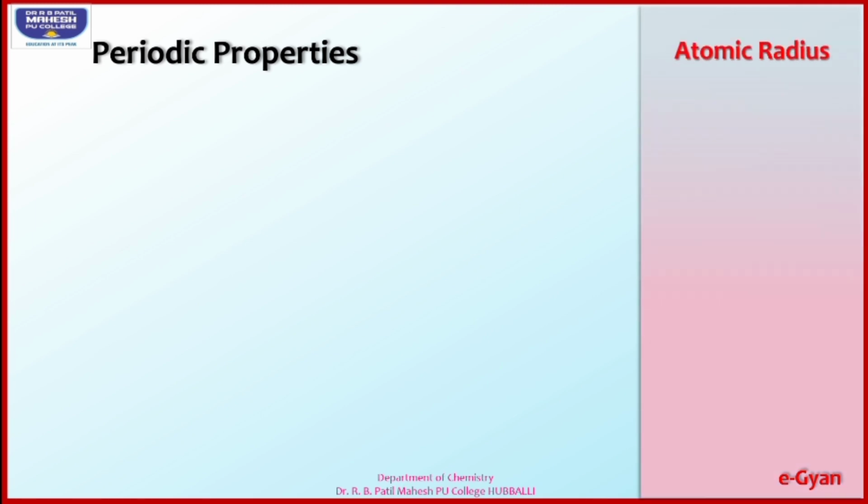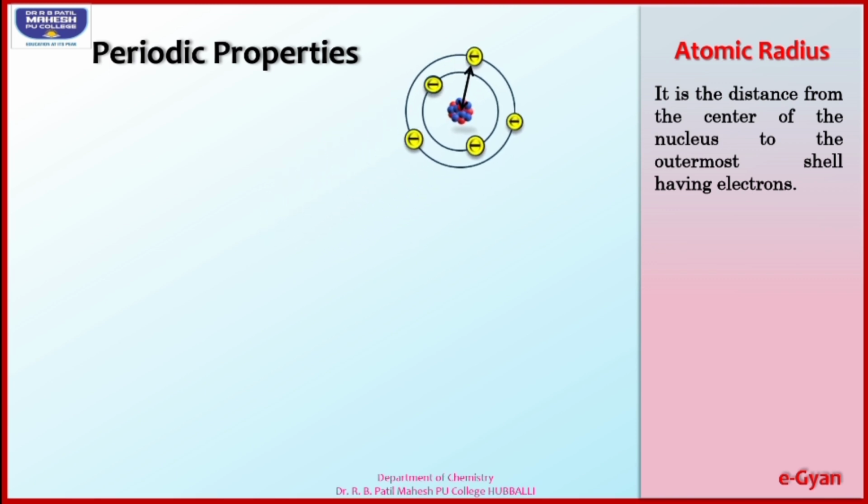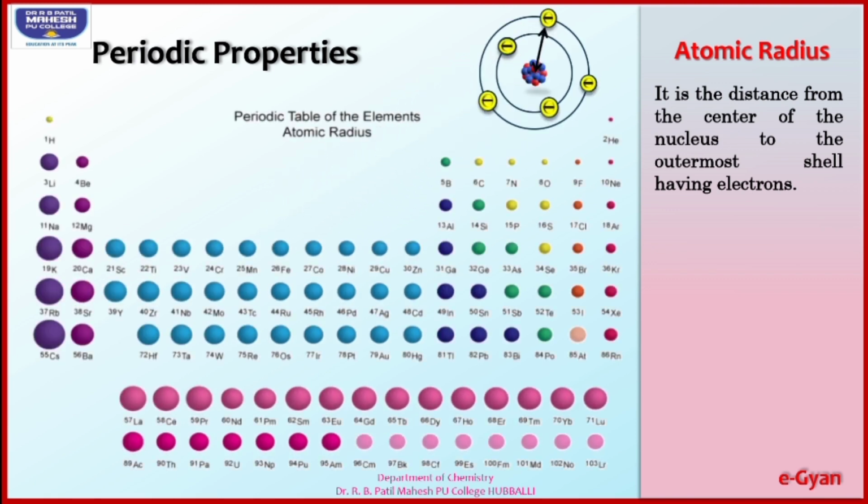Moving further, periodic properties. First one, atomic radius. We know nucleus is present at the center of an atom, around which there is a presence of orbits or shells in which there is a presence of electrons. Atomic radius is the distance between center of nucleus to the valence shell where the electrons are present. Atomic radius, along the period it decreases because the electrons are added into the same shell, and down the group it increases because electrons are added into a new shell.